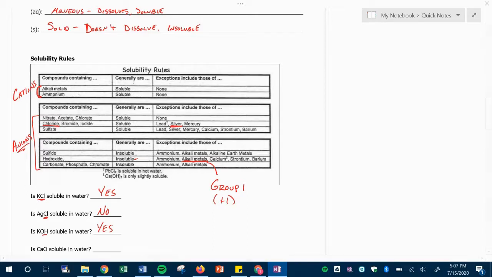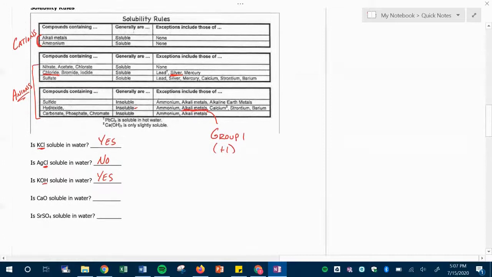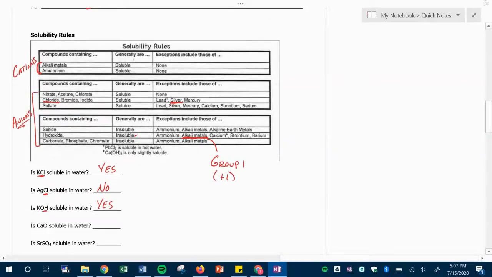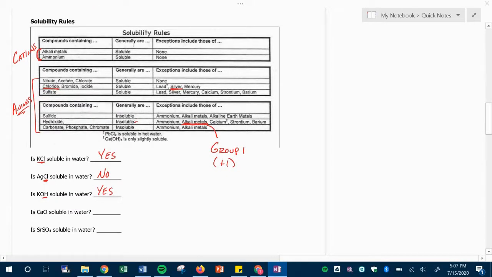All right, let's look at another one. How about CaO? Ooh, and you know what? Let's actually change this one. Let's say it's CaS.